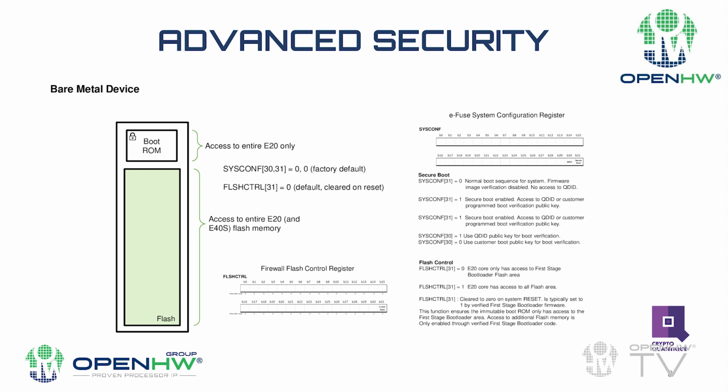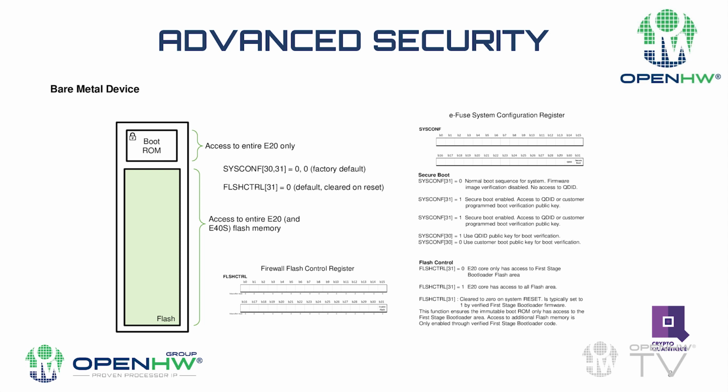So you've got the boot ROM and the entire flash of the device accessible. What we're proposing is that you have this eFuse configuration register, which is a one-time programmable fuse, and you can program it to have different features. So here you can either have a secure boot. That's two options. You can either have the QDID secure boot, or you can have your very own secure boot if you wish. Maybe you wanted to do a secure boot from your own cryptographic keys. That's fine. That gives you that flexibility.